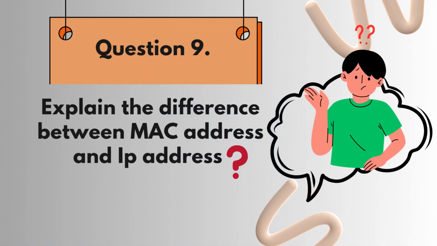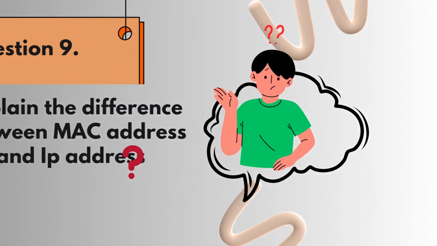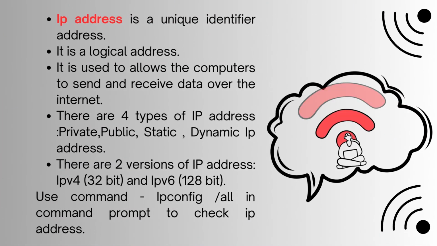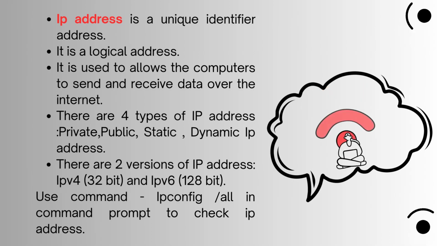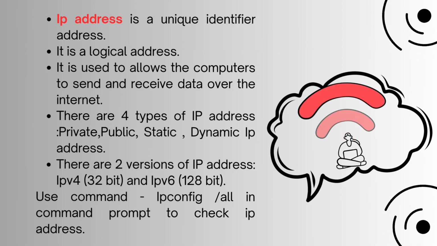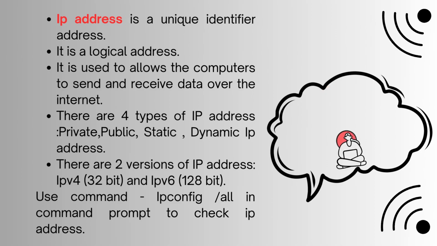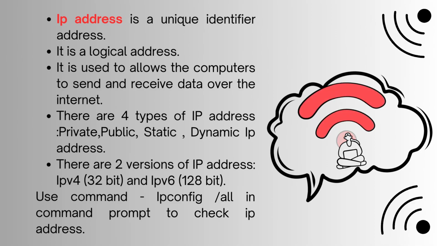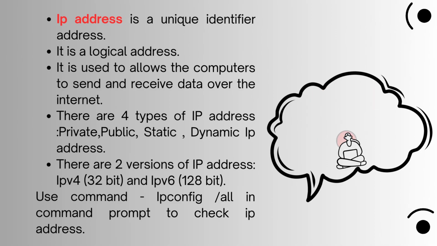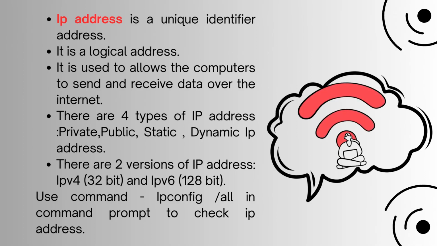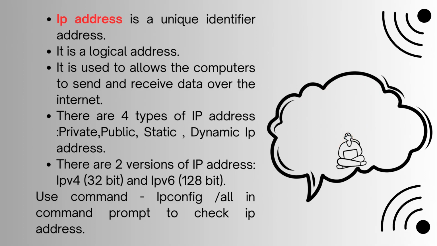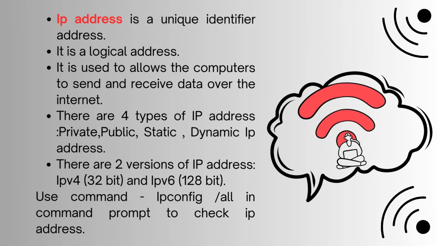Question 9. Explain the difference between MAC address and IP address. IP address is a unique identifier address. It is a logical address. It is used to allow computers to send and receive data over the internet. There are 4 types of IP address: private, public, static, and dynamic. There are 2 versions of IP address: IPv4, 32-bit, and IPv6, 128-bit. Use the command ipconfig/all in command prompt to check the IP address.